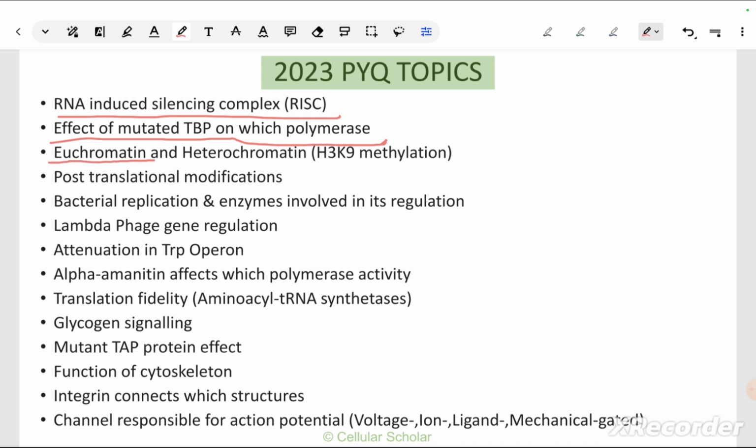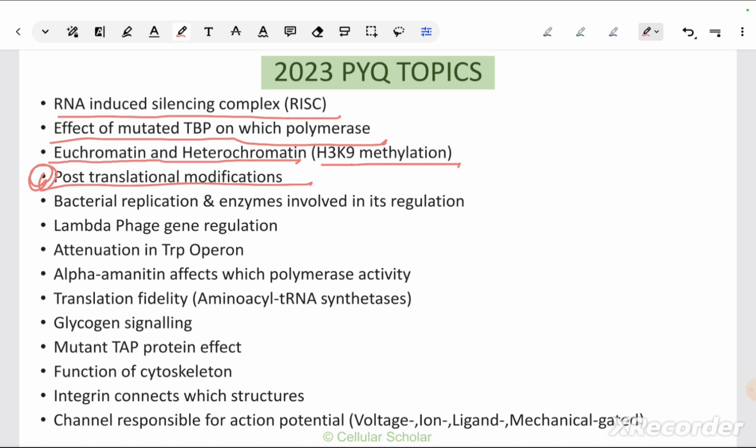Then they asked a question about euchromatin and heterochromatin and how they differ, and from the given options, H3K9 methylation was the answer. Along with this, you should know the different post-translational modifications that happen, and you should have a rough idea about the effect of these modifications on molecular weight, because some modifications are heavier and some are lighter.